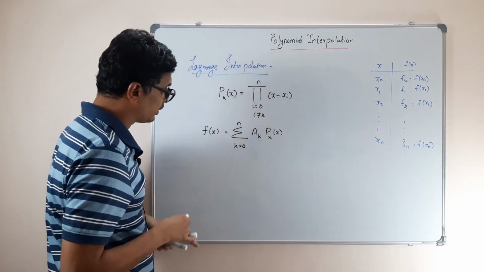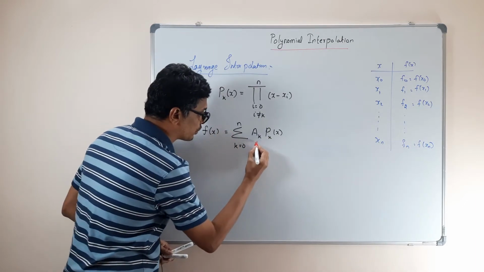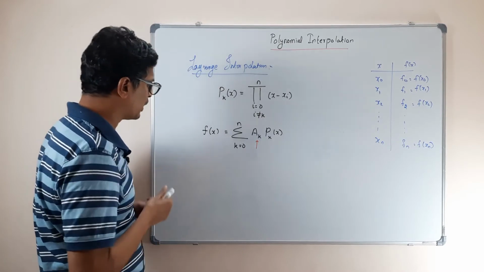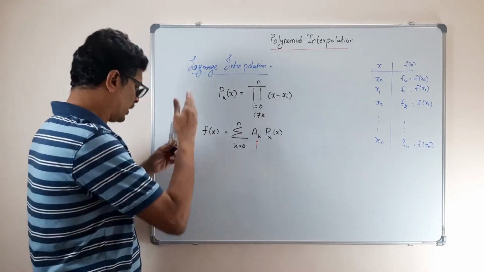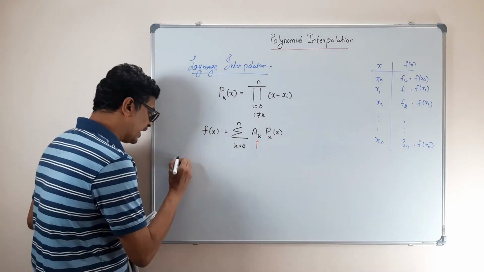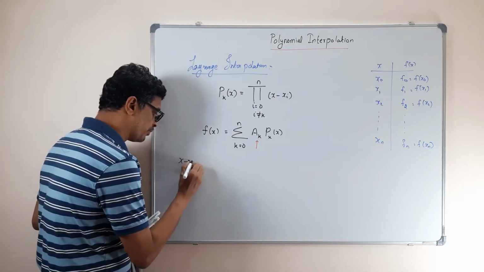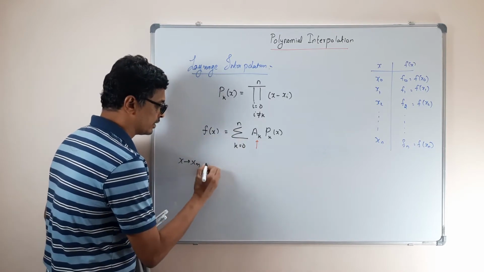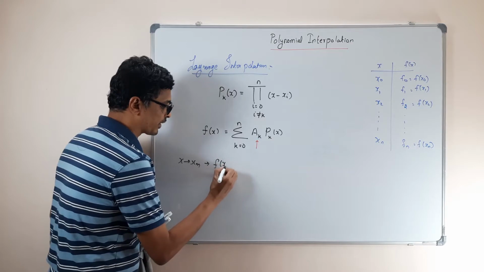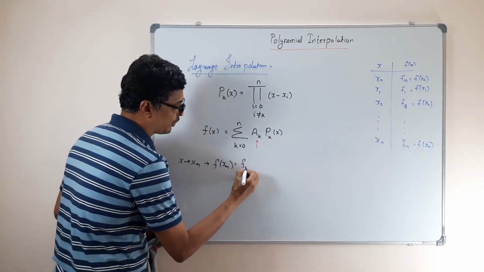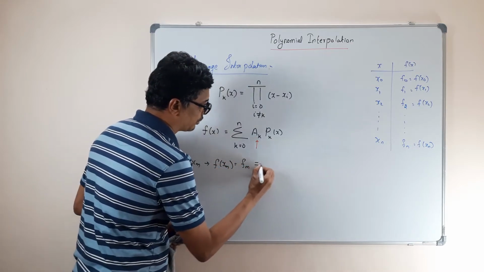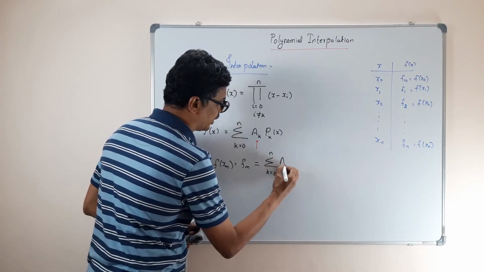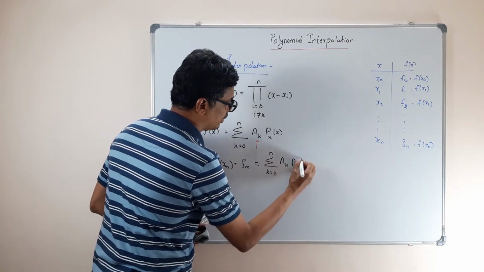So what we have to find here is the coefficient ak. To get the coefficient, let us take some xm. When x is equal to xm, the interpolating polynomial gives f of xm, which is equal to fm, and that is equal to the summation of k equal to 0 to n of ak pk of xm.